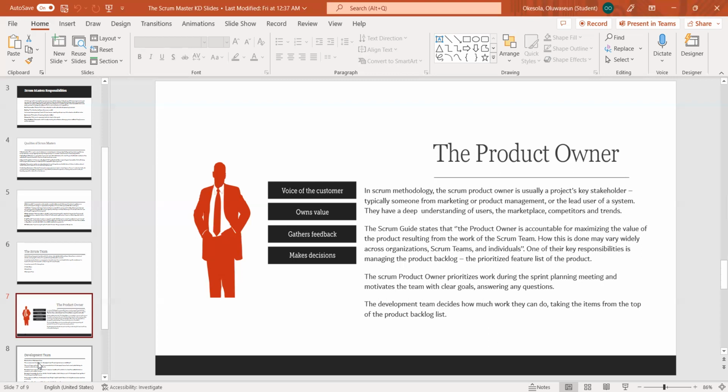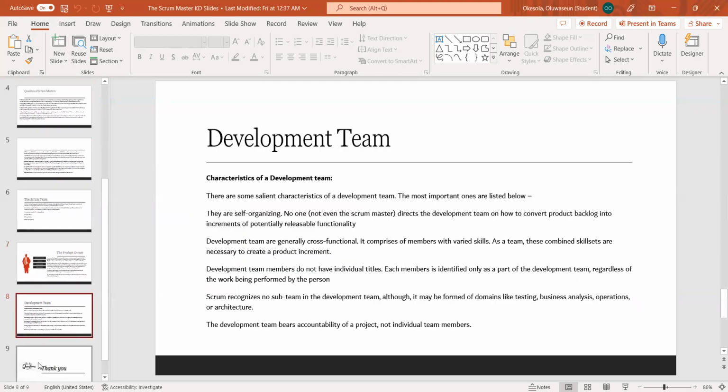So the development team decide how much work they can do, taking the item from the top of the product backlog. No one can influence the development team to say, this is what you are doing. It's a collective responsibility of the development team to sit down and agree on what they can do and commit to it and put it into their sprint backlog. Right. So then we move to the development team.